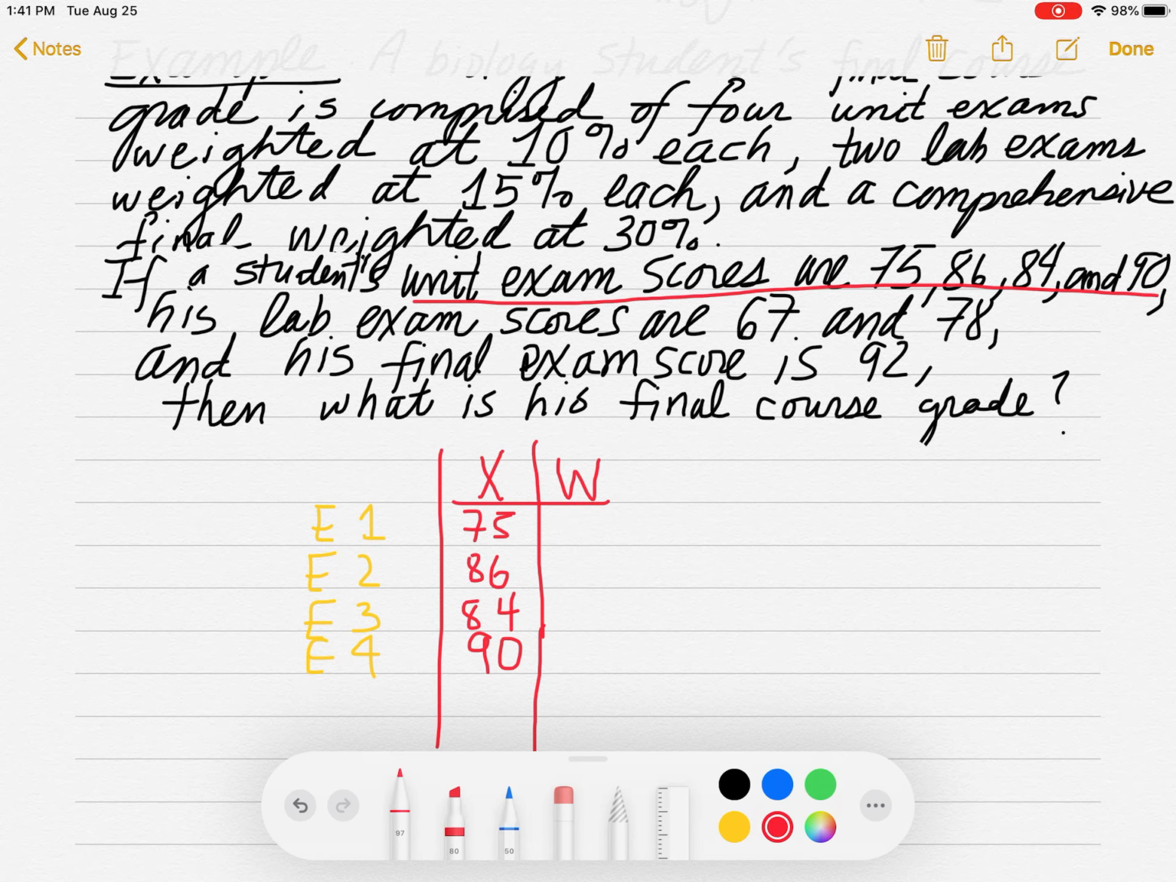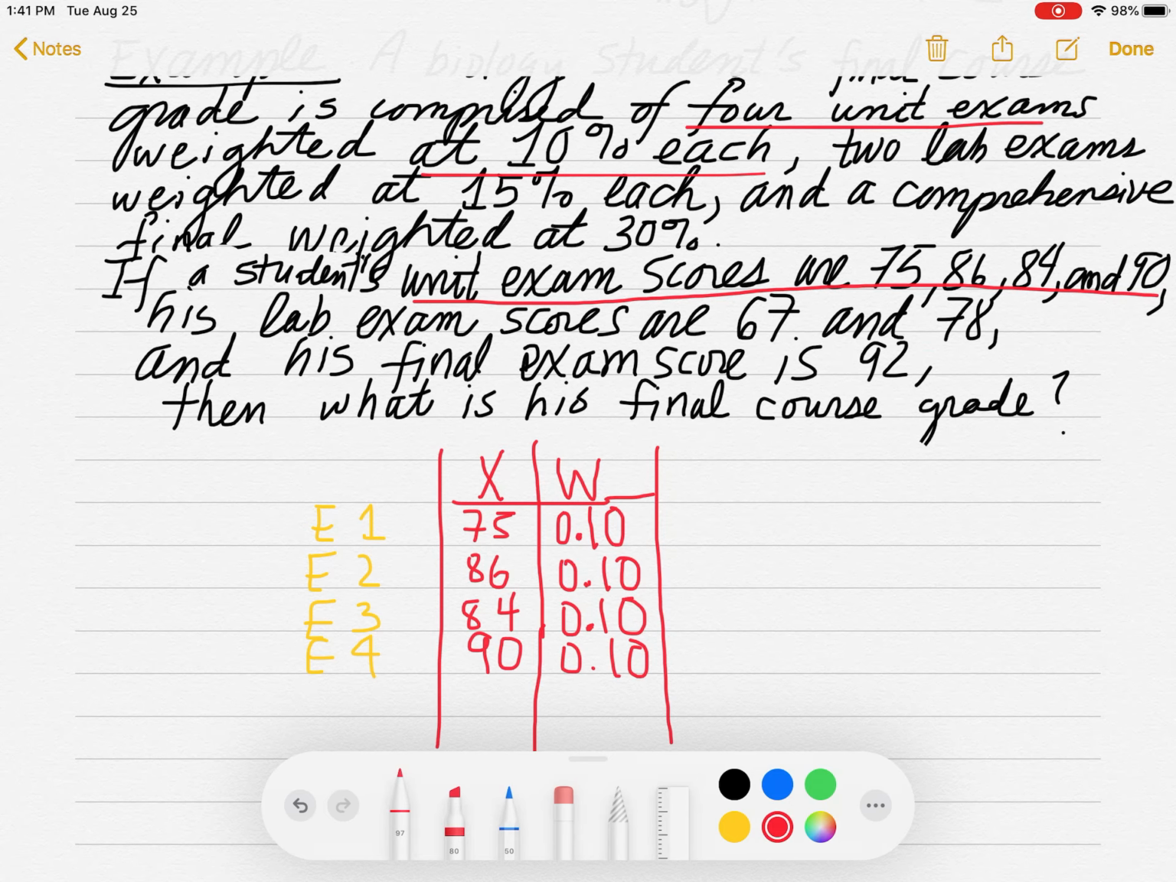Now the weights are all 10%, right? 4 unit exams weighted at 10%. So I'm going to put 10% as a decimal. You've got to make sure you're putting your weights as decimals. That's key. If I take 10% and write it as a decimal, I take the percentage sign, move it to the left, and I get 0.10. Each of these is 10%. Every single unit exam is going to have the same weight.